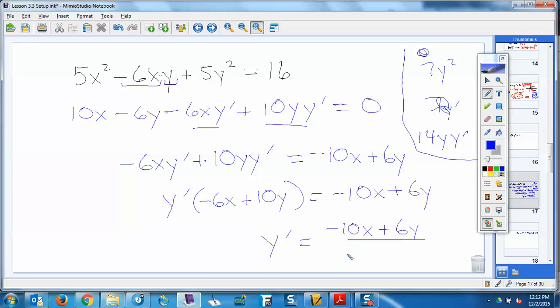And then I would suggest, I picked kind of a bad one, well, not a bad one, but I would say you could simplify that. What could you factor and cancel? You could take a 2 out of the top and the bottom and cancel it. So it really would be negative 5x plus 3y over negative 3x plus 5.